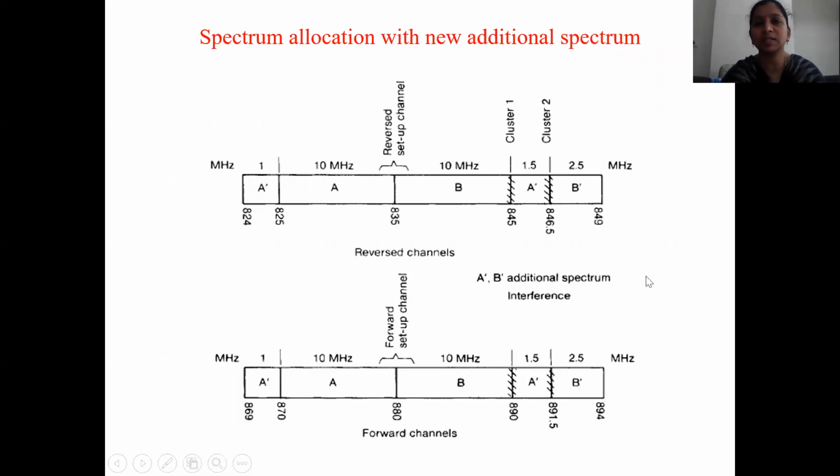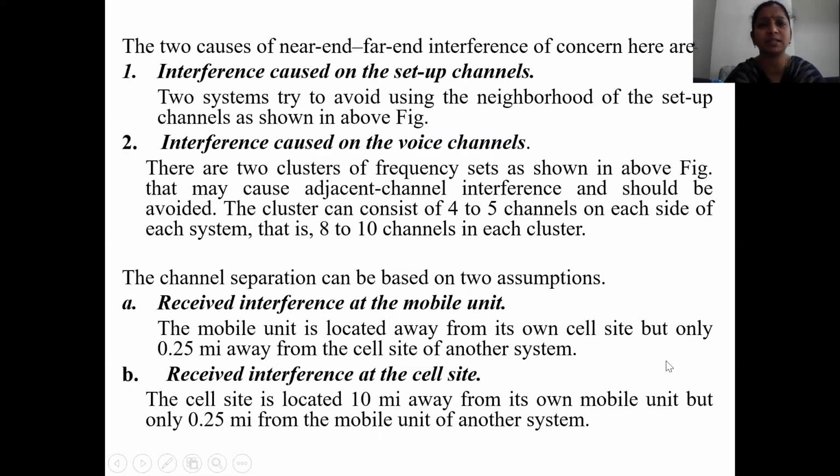So here is the frequency spectrum allocation with the new additional frequency spectrum. You can see A dash and B dash are the additional spectrum, and you can see cluster 1 and cluster 2. This is the reverse channel, this is the forward channel. You can see there is a 10 channel difference. A dash, A, B, 825, 835, 845, and again here 894, 890, 880, 870. They are maintaining the 10 channel bandwidth distance away from each channel.